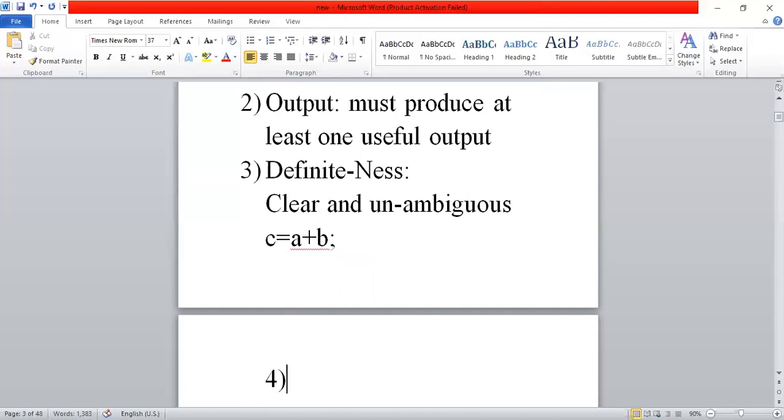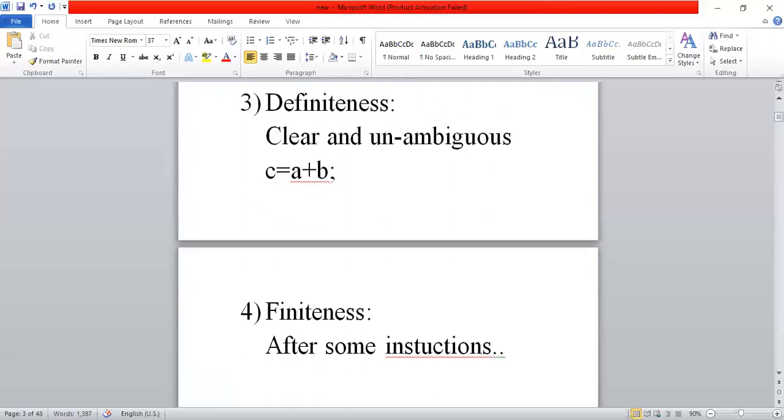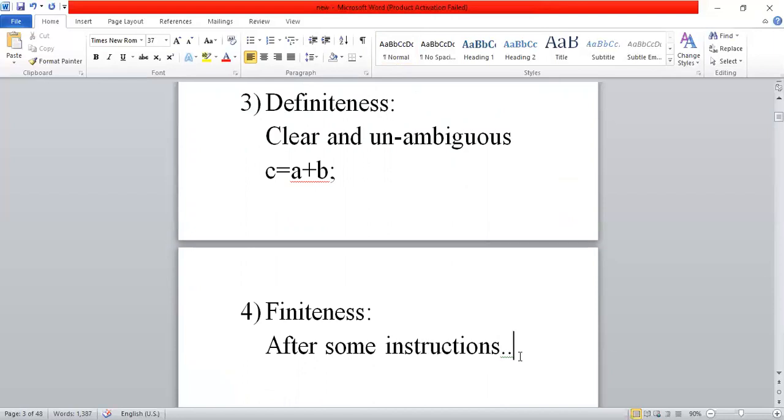And the fourth property is finiteness. Very, very important. So what do you mean by finiteness? What do you mean by finite? Countable. Finite means terminated. So whatever algorithm you write must be terminated after some instructions. Every algorithm should be terminated after some instructions, meaning we need to write a countable number of instructions.